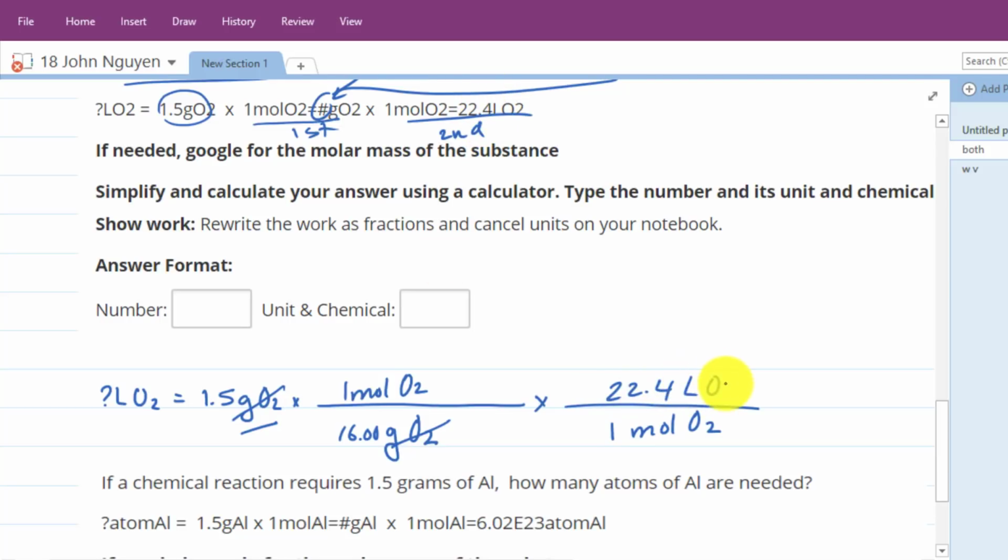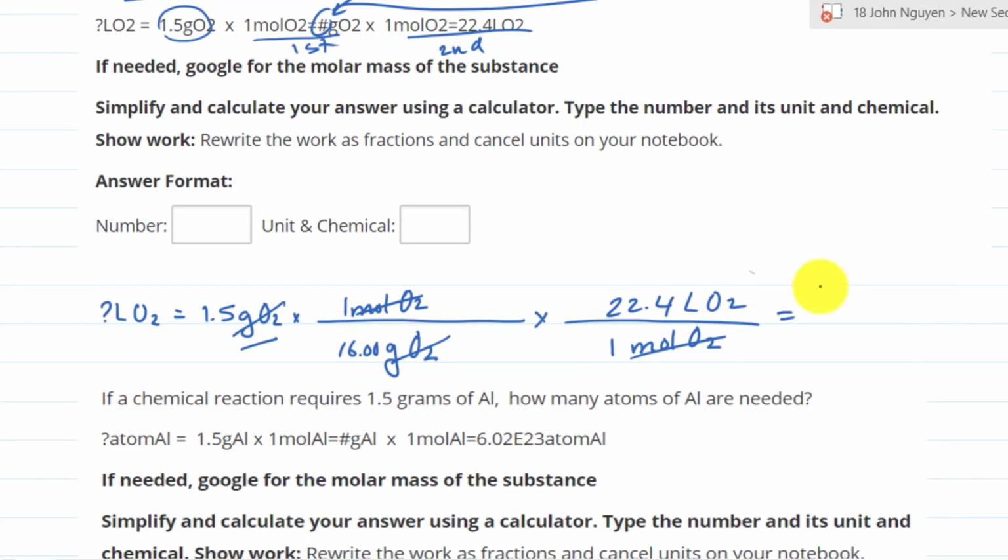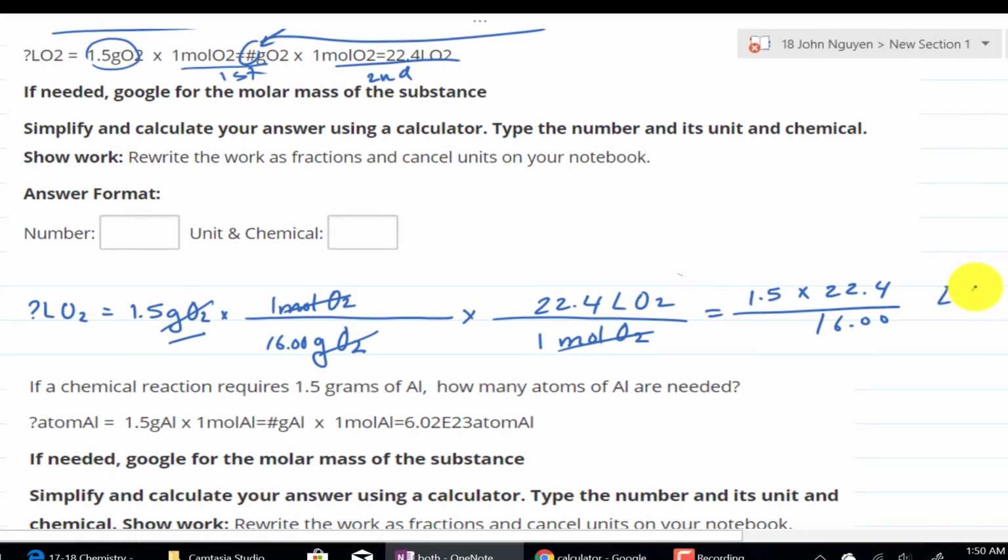22.4 liter of O2. And notice how moles of O2 cancel out, giving us a liter of O2, which is exactly what we're looking for. And of course, if I were to plug this into a calculator, it would be 1.5 times 22.4 divided by 16.00. And the last unit that does not get canceled out is liter of O2.